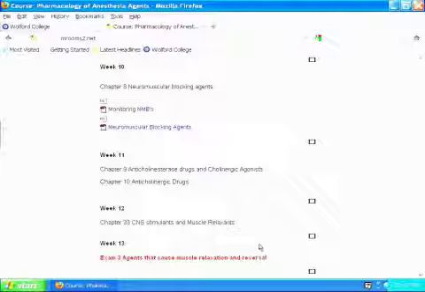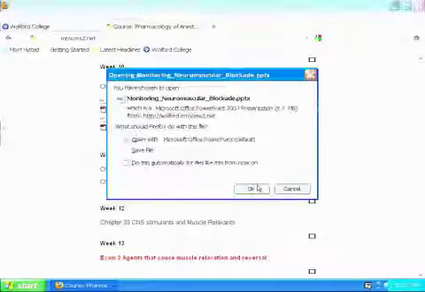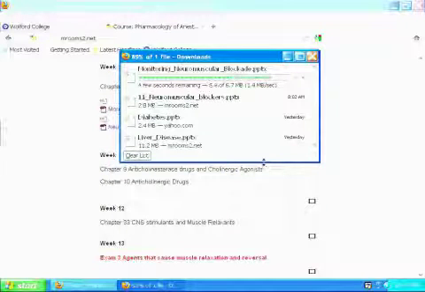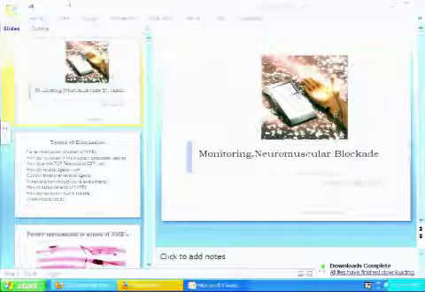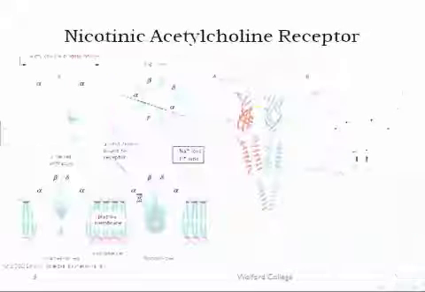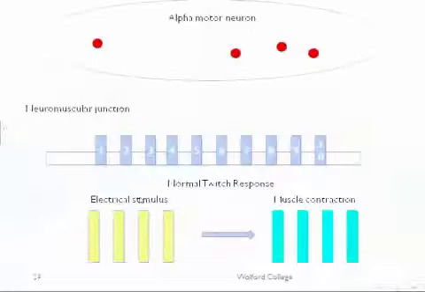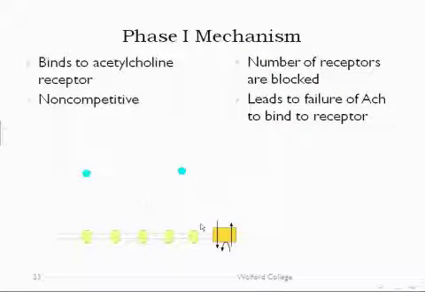But next week we'll start on the monitoring of neuromuscular blockers. This is all animated. Let me just give you a real quick brief, to give you an idea, and then we'll start back up. I'm just going to go to the animation slide. All right, this is what the phase 1 mechanism looks like, because somebody asked me what happens.